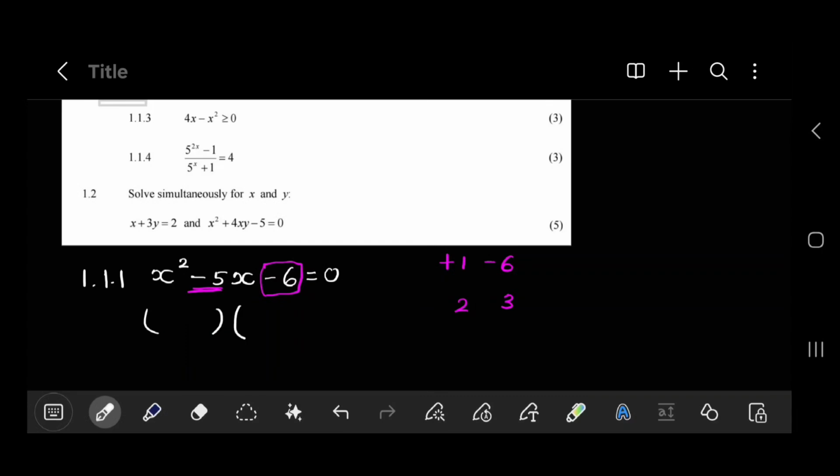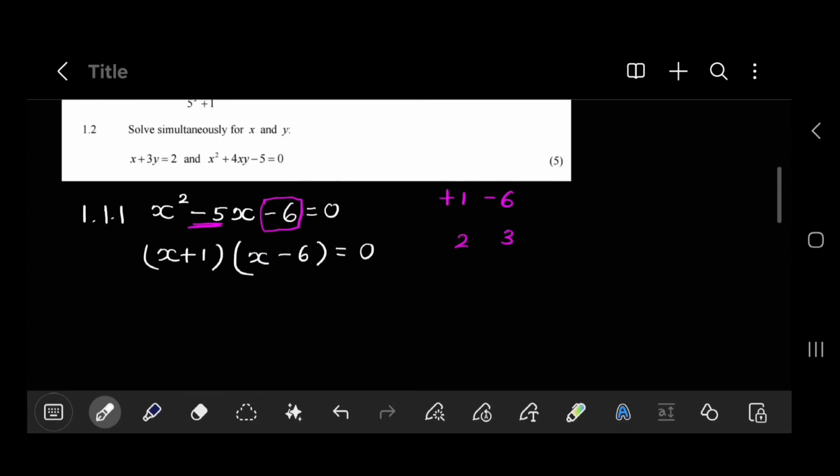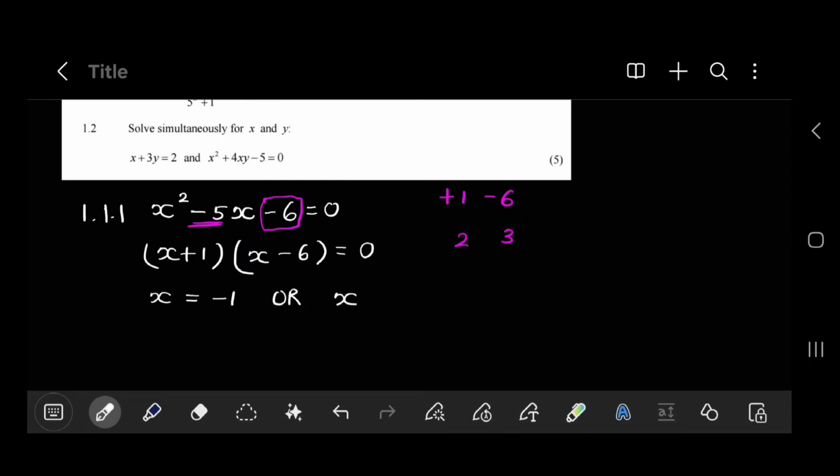So we're going to open up two brackets. In one bracket, we will have x plus 1. In the other bracket, x minus 6. Take each bracket equated to 0 separately. You get x is equal to negative 1 or x is equal to positive 6.